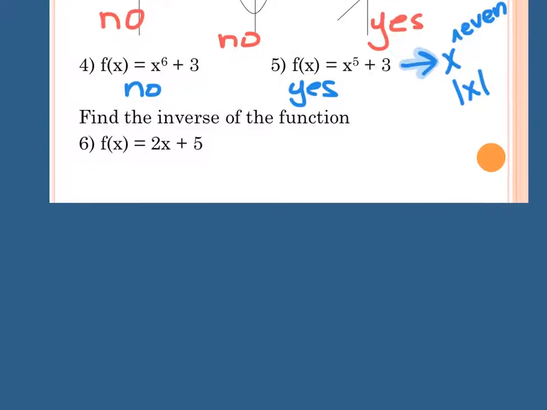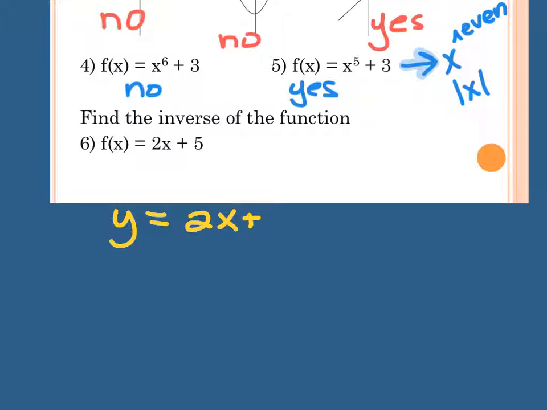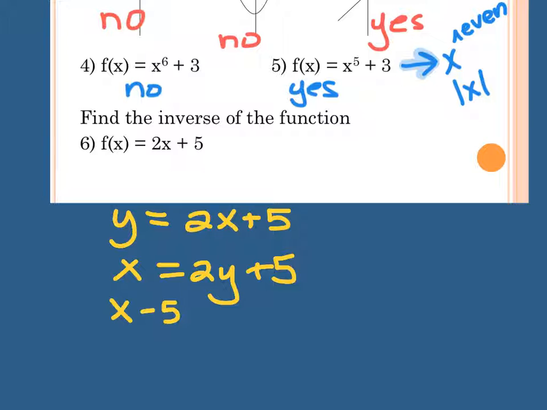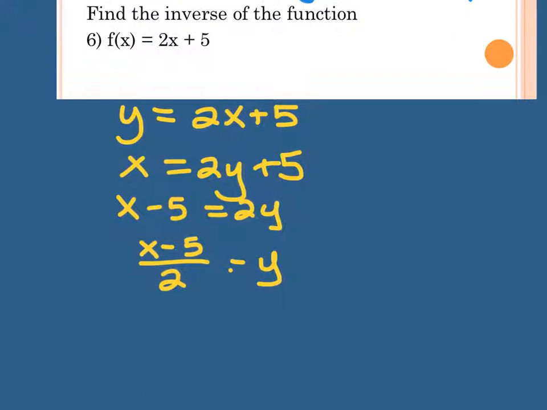All right, and then 6 is actually finding the inverse. So what's step 1? Good. Change the f of x to y. Step 2. Switch the y and the x. Step 3. Solve for y. So x minus 5 would equal 2y. Y would equal x minus 5 over 2. And then I can split it: 1/2 x minus 5/2.